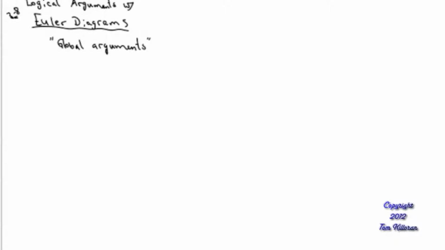You cannot do a truth table for these. When you see the words all and some, you cannot do a truth table because I've never shown you a truth table with all or some. The only ones you know are and, or, if-then, if and only if. That's it. So the arguments look like this.